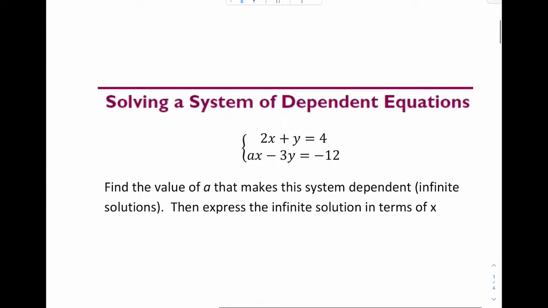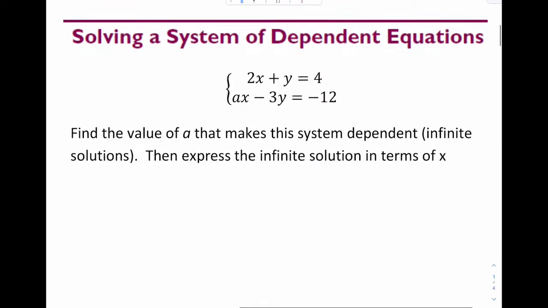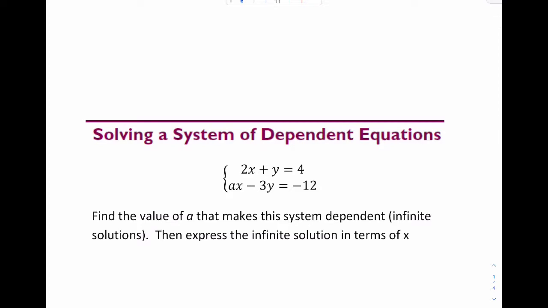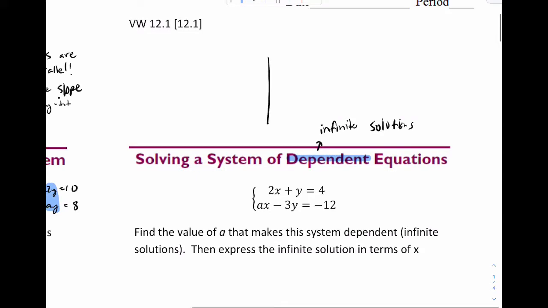Let's try the next one. Solving a system of dependent equations. So this word dependent right here, that's another way of stating infinite solutions. So graphically, what that would mean is your two lines are overlapping. So imagine one line here, another line like right there. Lines overlap.